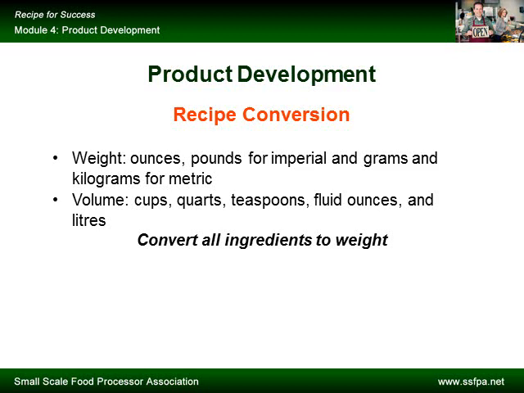Scales are required to weigh ingredients because we purchase most of our ingredients in metric weights. You may also want to convert ingredients from volume measurements to metric weights. For example, if your recipe calls for 2 cups of flour, you will want to determine how much it weighs in grams. Cups, quarts, teaspoons, fluid ounces, and liters are all volume measurements or the space taken by a substance.